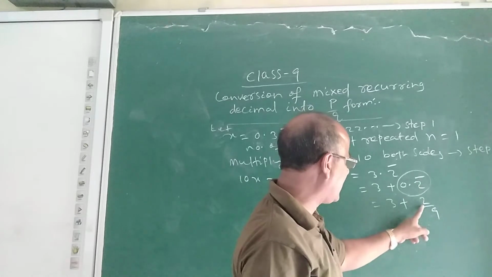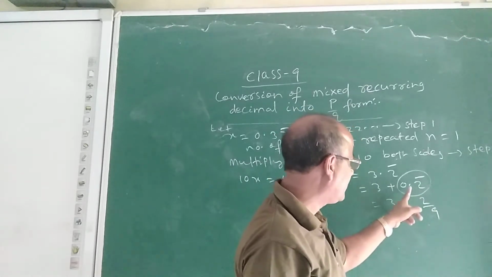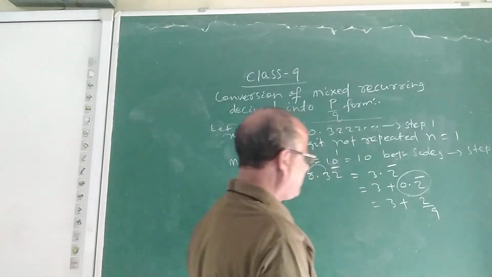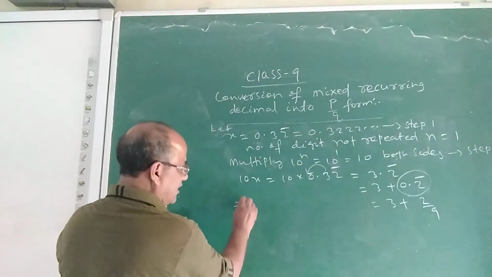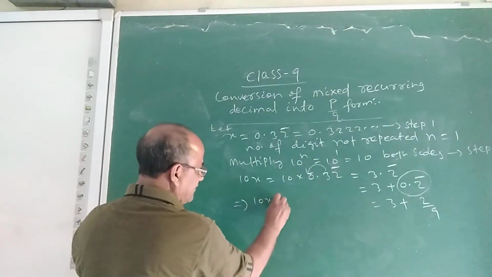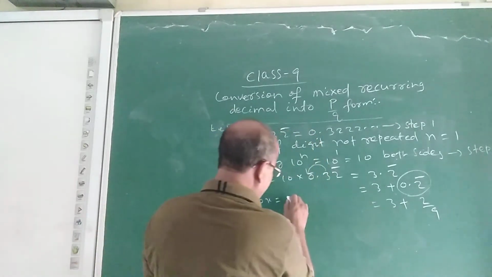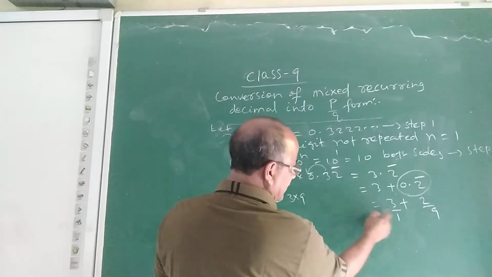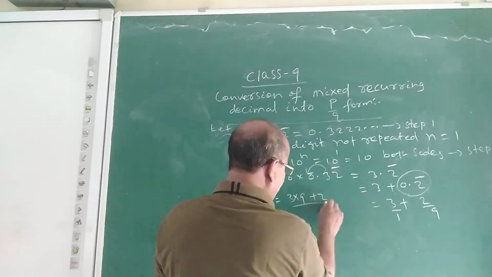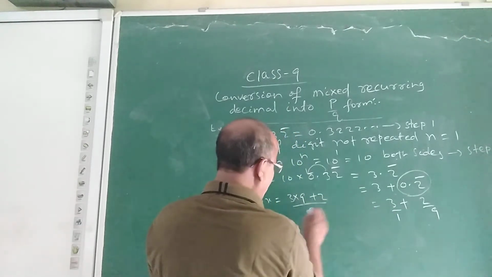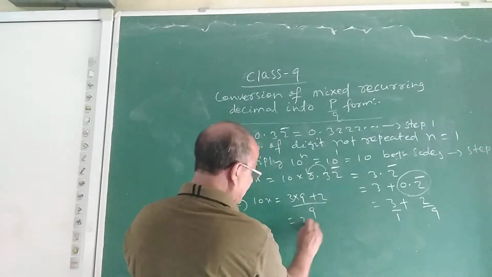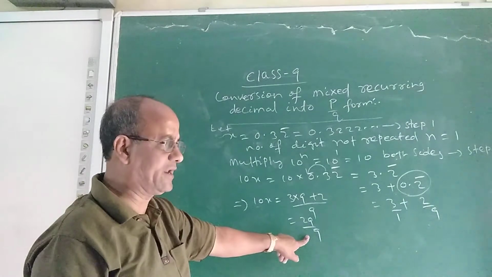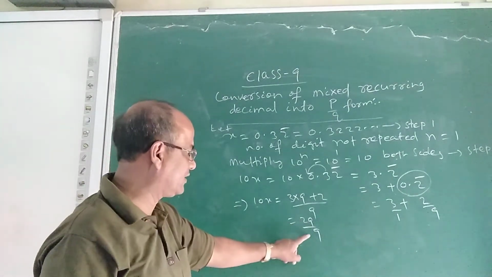So 0.2 bar is a pure recurring decimal, and its rational form is 3 plus 2 by 9. Now you simplify this. 10x equal to, adding by taking LCM, 3 into 9 plus 2 by 9, the denominator being 1. It will be equal to 29 by 9. See children, so 10x equal to 29 by 9.